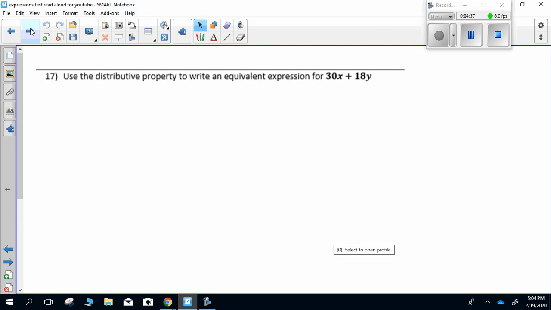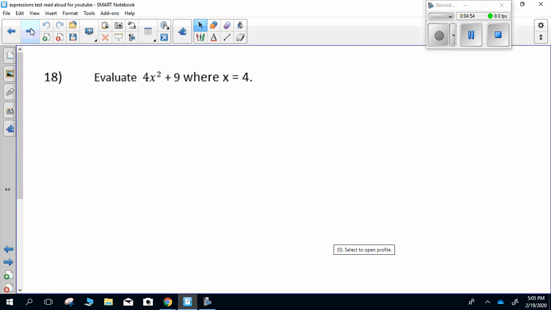Number 17, use the distributive property to write an equivalent expression for 30x plus 18y. Make sure once you've factored this that you write it using the distributive property, which means you're going to have parentheses and a factor. Don't just do the math and then leave it because you'll get points off.